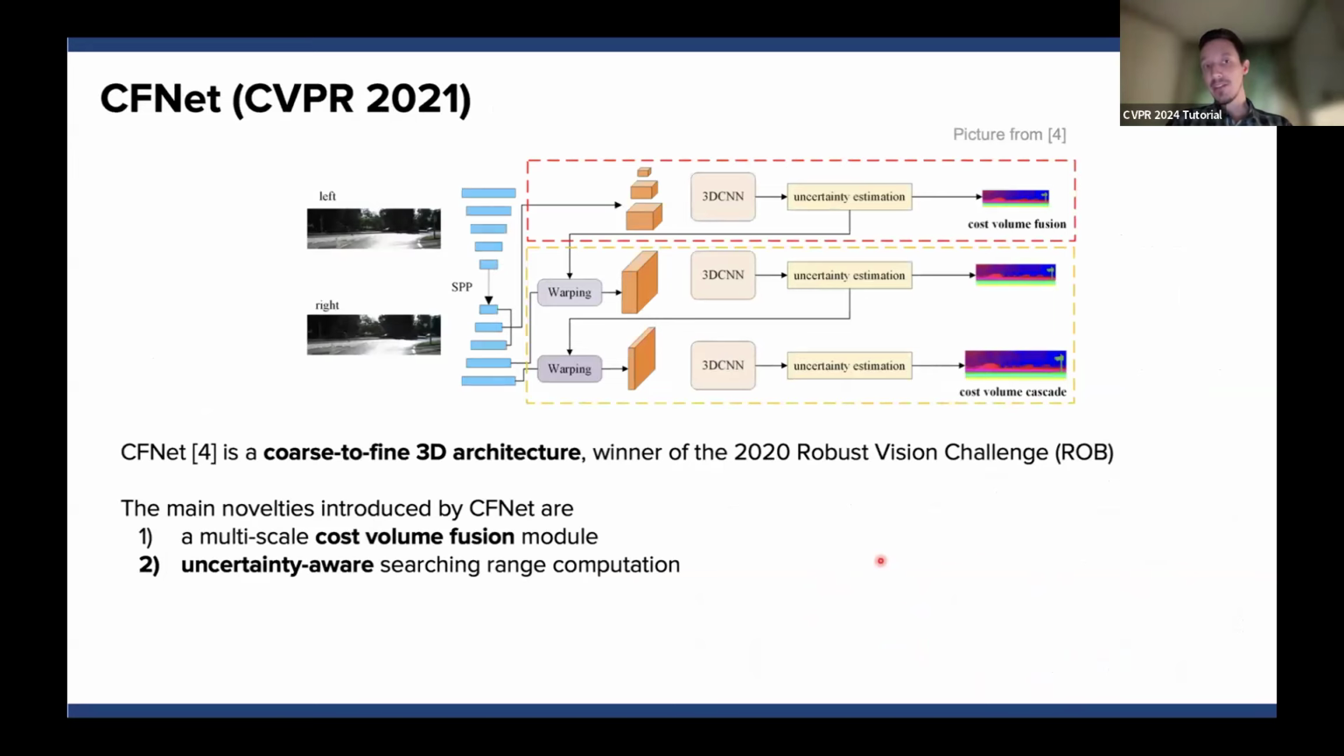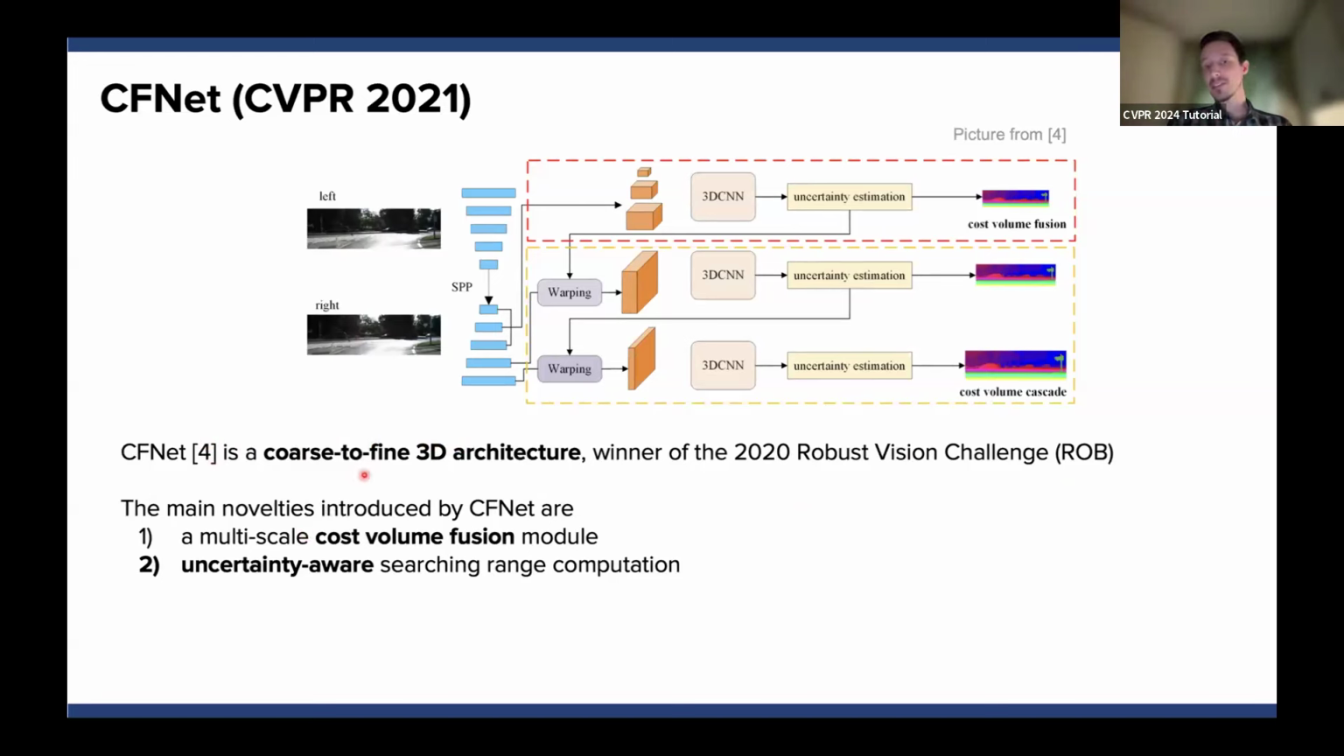The second one is CFNet, which has been published at CVPR 2021. CFNet uses a quite simple, I would say, coarse-to-fine design, which was very popular already at that time. Nonetheless, CFNet is particularly important because it was the winner of the 2020 Robust Vision Challenge. That is a challenge in which the participants were asked to train a single stereo network capable of performing the best on any of the existing stereo benchmarks, respectively KITTI, Middlebury, and ETH3D. And at that time, CFNet was the absolute winner.